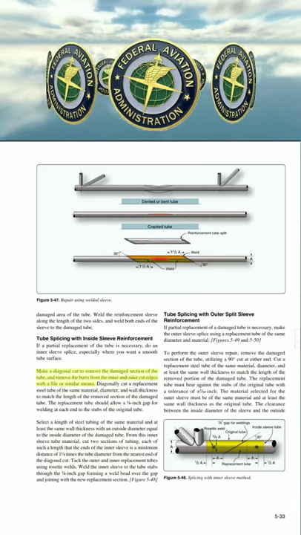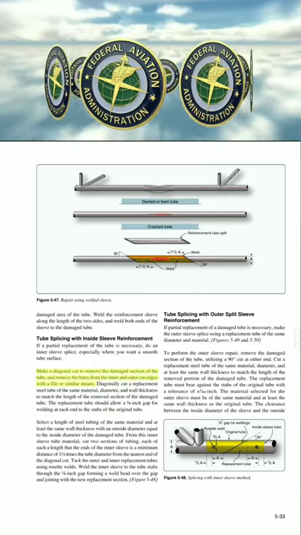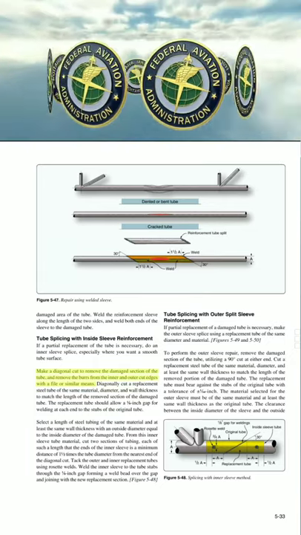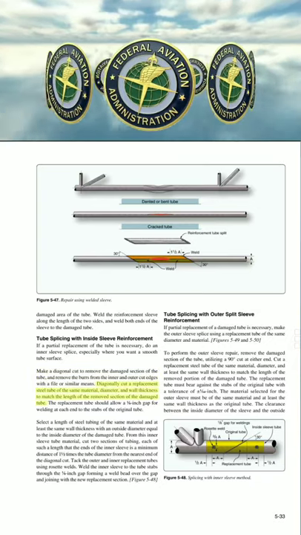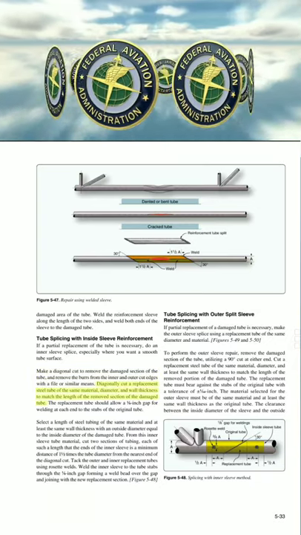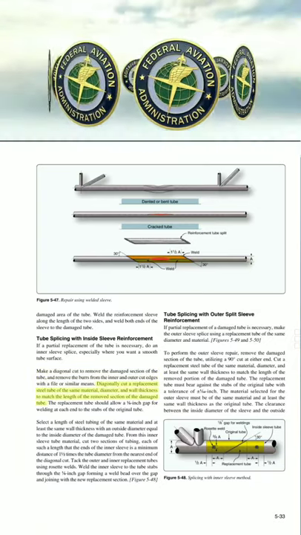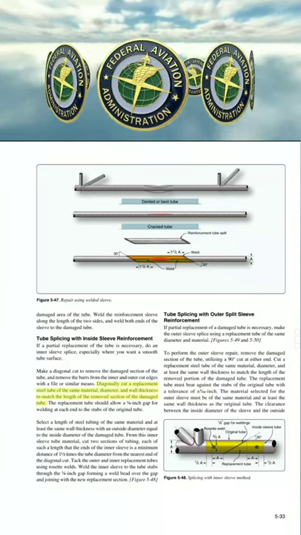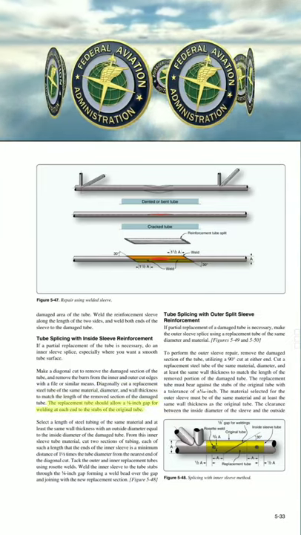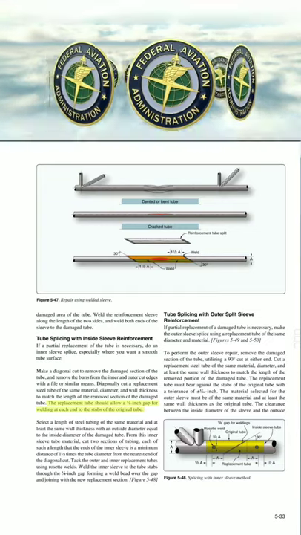Make a diagonal cut to remove the damaged section of the tube, and remove the burrs from the inner and outer cut edges with a file or similar means. Diagonally cut a replacement steel tube of the same material, diameter, and wall thickness to match the length of the removed section of the damaged tube.